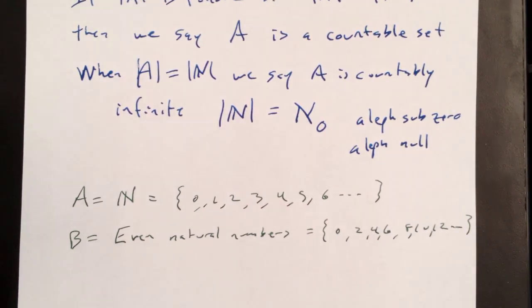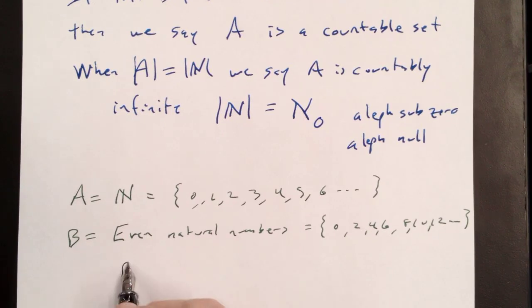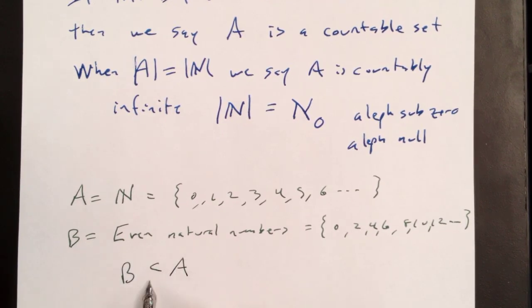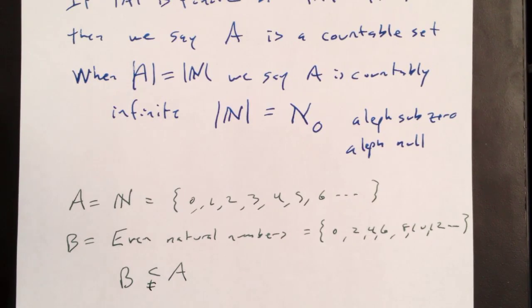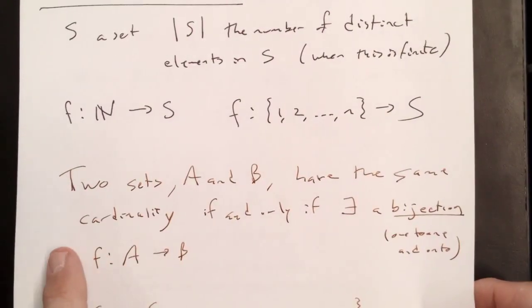Which of these sets is bigger? Divided by 2? I would hope that it is obvious that the second is a subset of the first, right? B is clearly a subset of A, and what's more, it's definitely not equal to, right? Remember this definition.